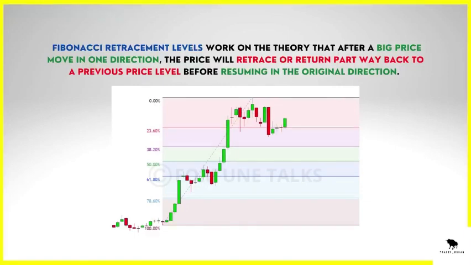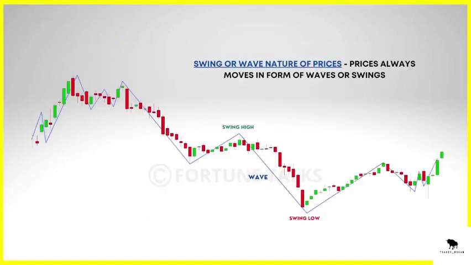Fibonacci retracement levels work on the theory that after a big price move in one direction, the price will retrace or return partway back to a previous price level before resuming in the original direction. Now, if you think about it for a while, you will understand what it means. It is simply taking into consideration the swing nature or the wave nature of prices.